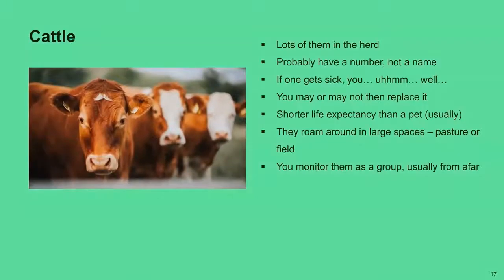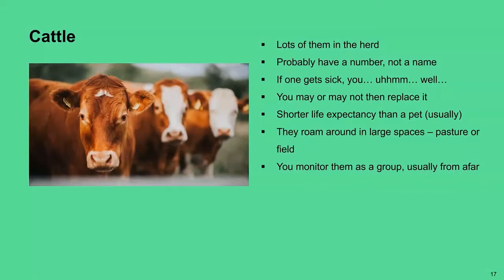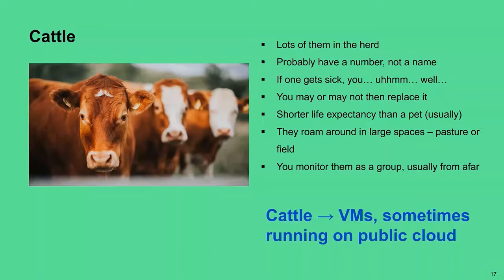Now let's think about cattle. Typically, cattle exist in a herd. There's lots of them. They generally don't have names, although they may in some cases, depending on how many you have and how emotionally attached to them you are. If one of them gets sick or has a problem, it ends up as dinner in most cases, or not, depending on the condition. You may or may not then replace it, depending on your production cycle and your business model. The life expectancy is typically shorter than a pet. They also roam around in large spaces, and you typically monitor them as a group. You don't always keep track of each individual head of cattle; you generally monitor the herd at a macro level. So think of cattle as an analog for VMs. Sometimes they're sitting in your data center, sometimes on one or more public clouds.